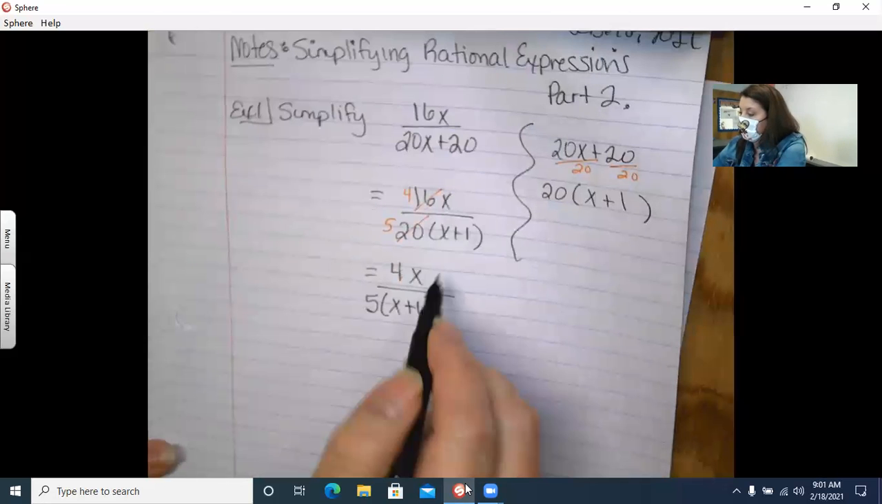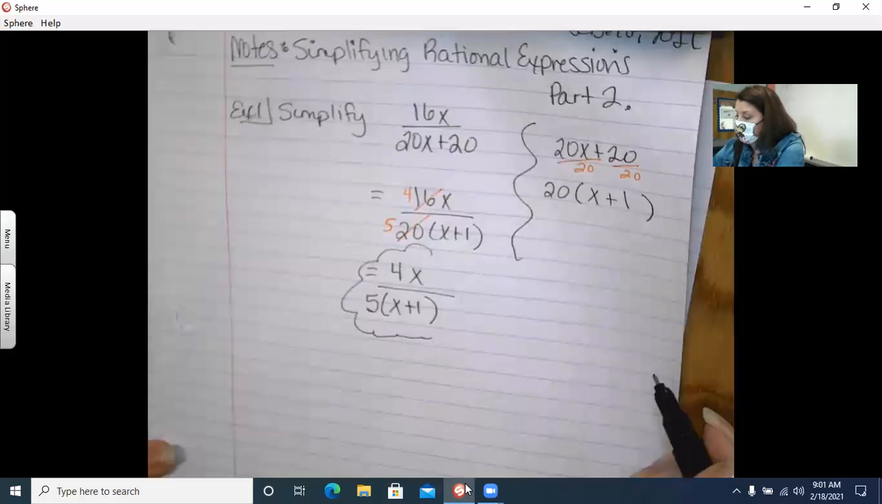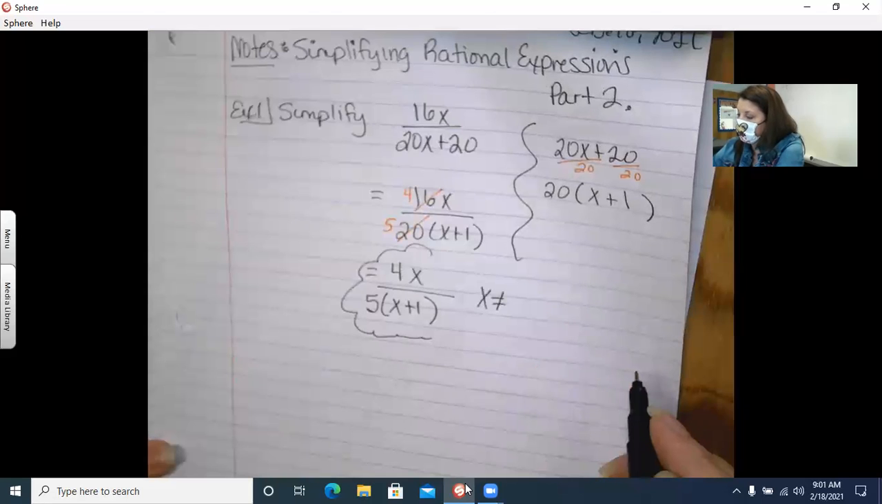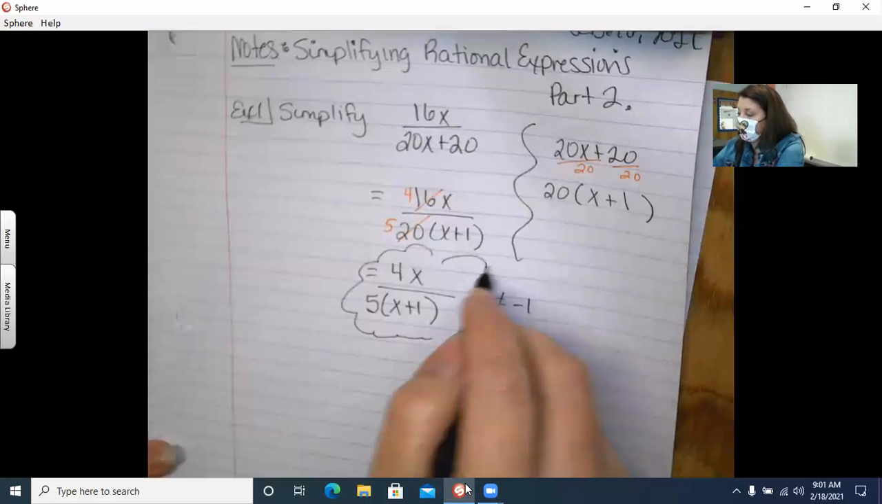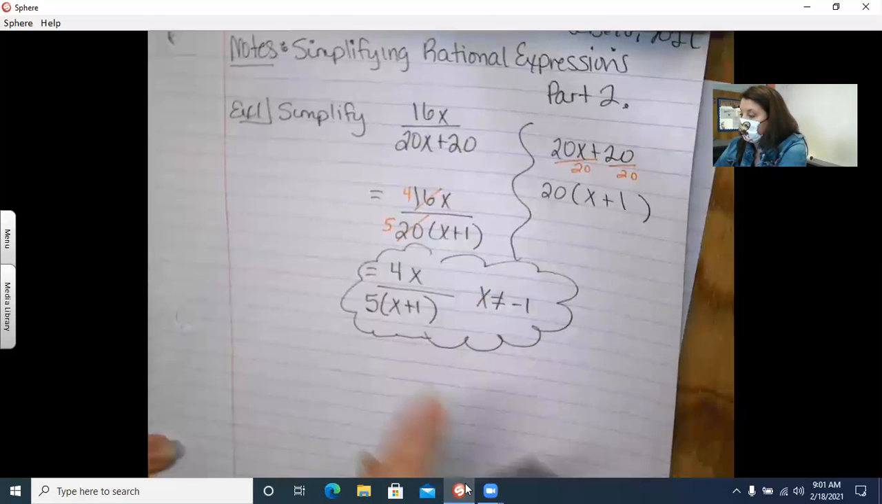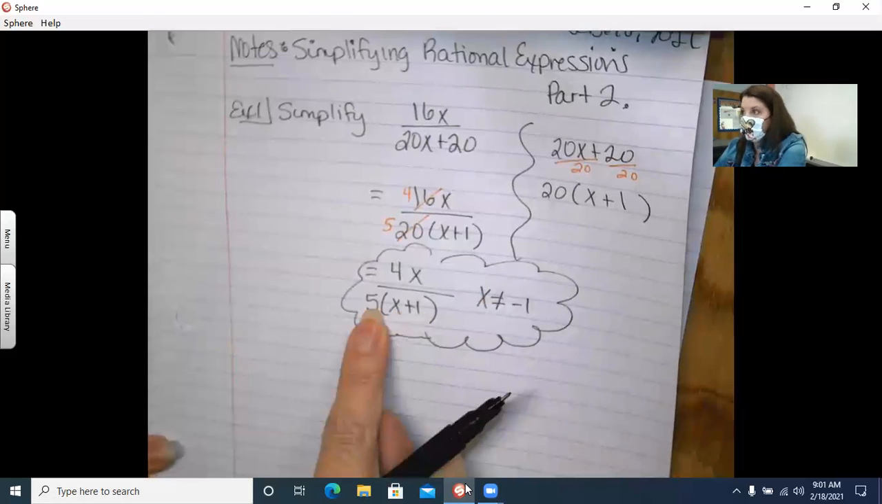Oh, excluded values. Yes, so what can x not equal? Because if it's this number, I'll get a 0 in the denominator. -1, that's my restriction or my excluded value. Because if x was -1, that would be -1 plus 1, which is 0, times 5 is 0, right? You can't have zeros in the denominator.